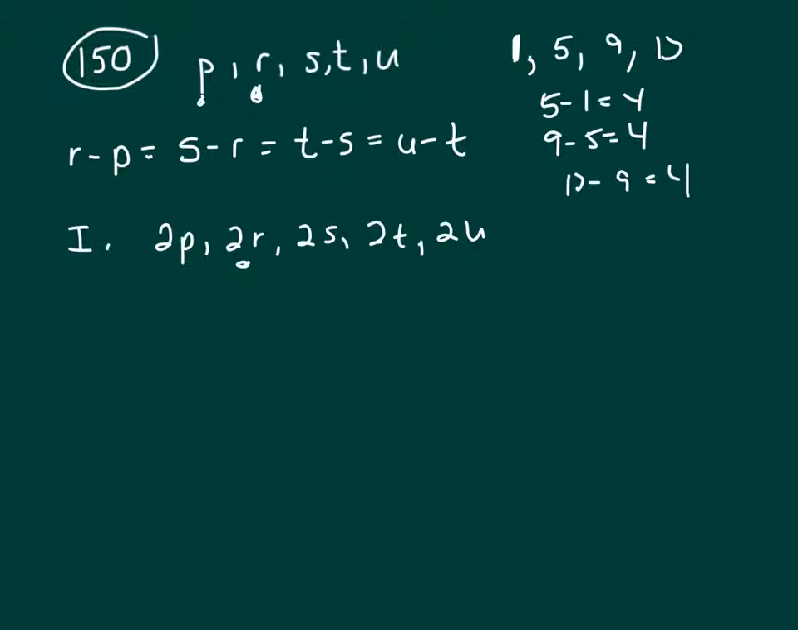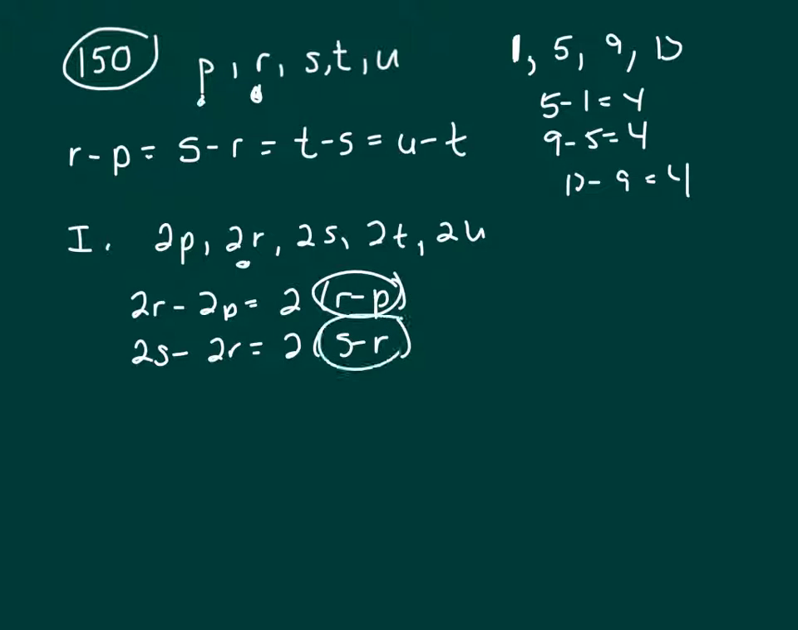If I take this term, 2R minus 2P equals 2 times R minus P. And let's do the next one. 2S minus 2R, that's 2 times S minus R. And of course, R minus P and S minus R, they're equal. So Roman numeral 1 works. You don't have to do any more of them.